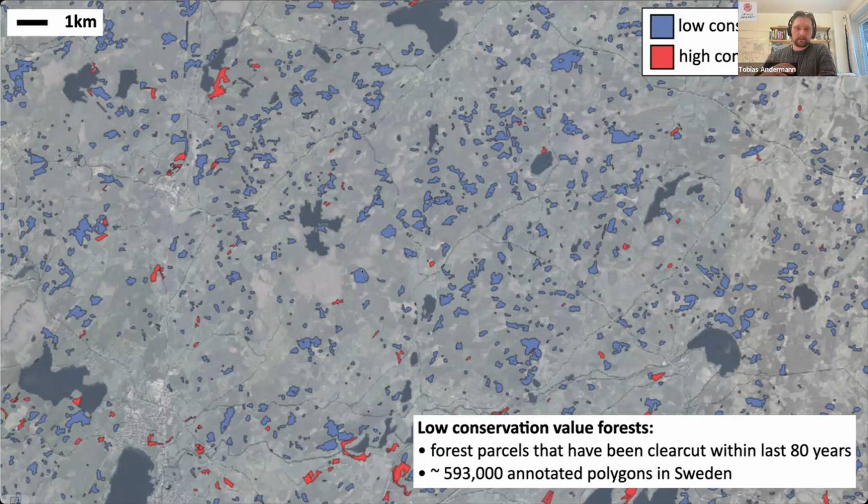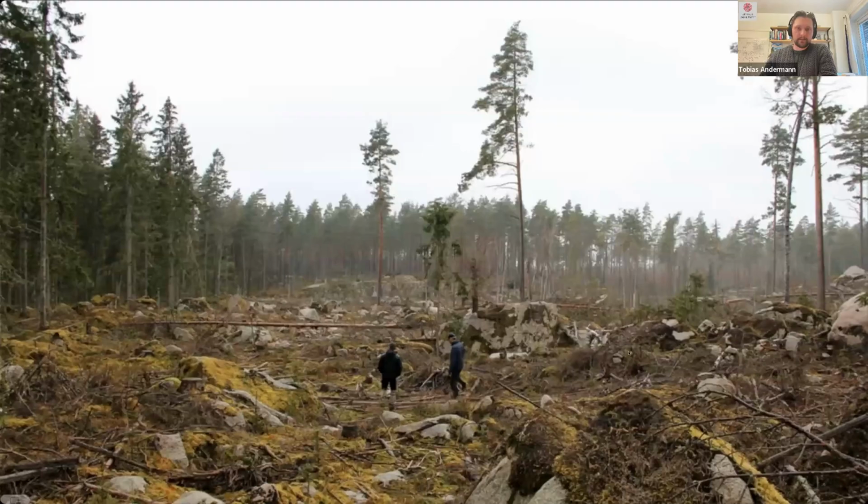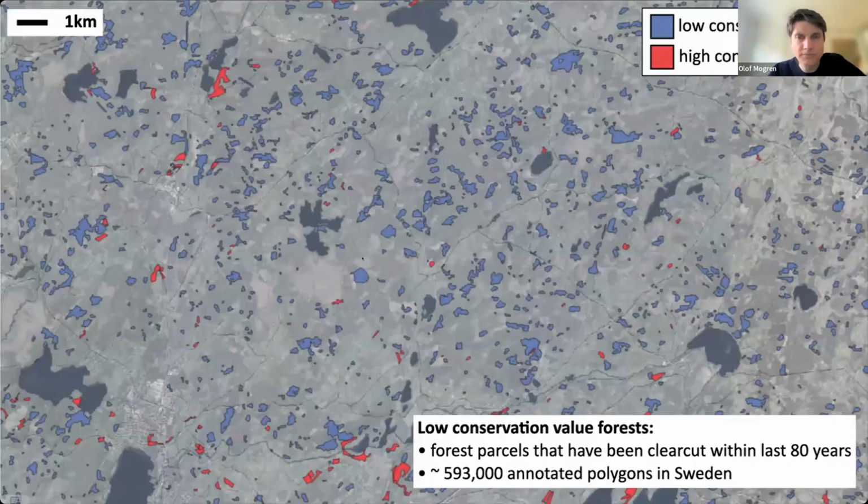Some of them are just recent clear cuts and they look like this. But others are also clear cuts that are maybe 40 or 60 years old and the trees have already regrown. For example, here in the background, this also probably has been clear cut at some point in the last decades, but trees have regrown, but it still is very different to a natural forest because it's basically a plantation or a managed production forest. So we can, yes.